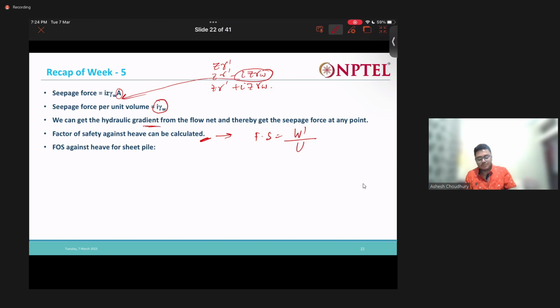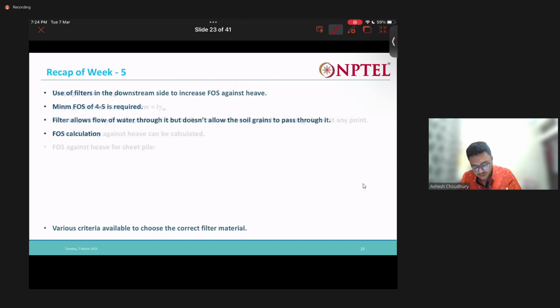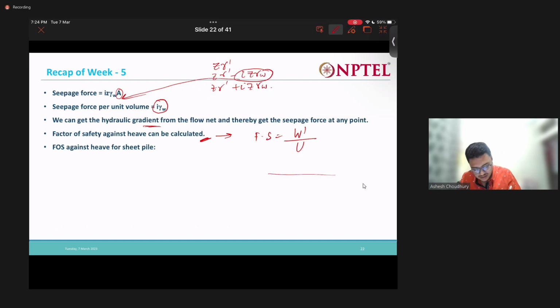Yes, boiling is almost the same. Boiling is what it's called when we have a structure, say a sheet pile, like this. So what happens is that this water continues to flow. See, at this point you have lost your critical hydraulic gradient. So the soil comes out here.